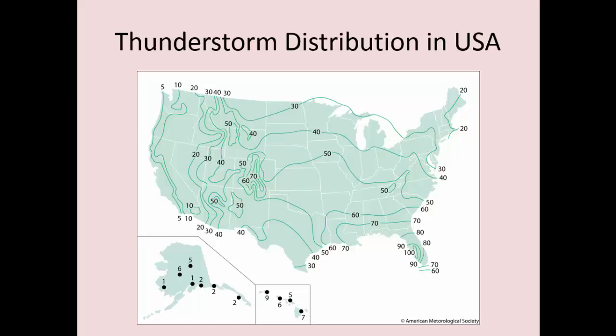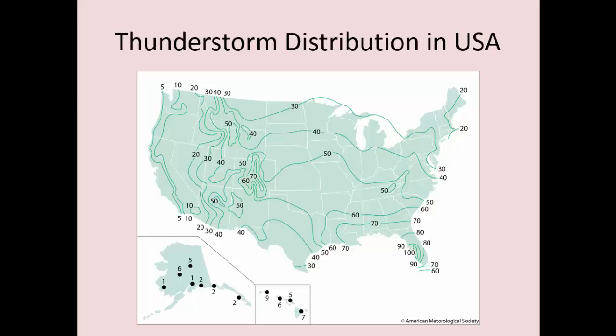You'll also notice that in New Mexico and Arizona, there's a high frequency of thunderstorms, particularly in the state of Arizona, in the eastern part and the northern part, and that's because of the lift. There are a lot of mountains in that area, and that causes lift and can create these thunderstorms.